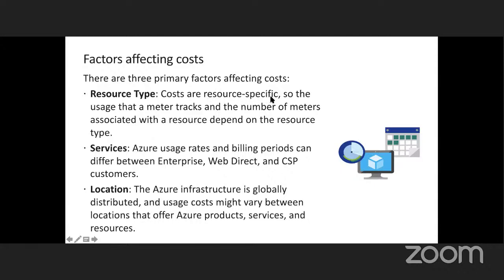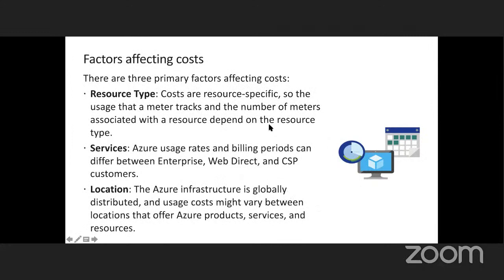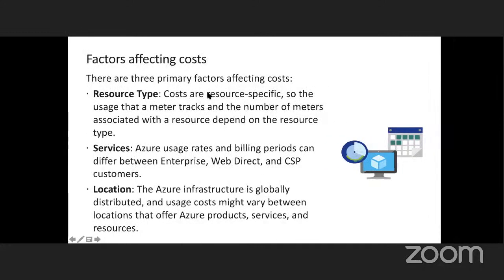And also something that you have to understand is that not every single availability zone has that service, and the services vary from region to region. The location is very important. Okay. So the usage that a meter tracks and the number of meters associated with the resource depend on the resource type.